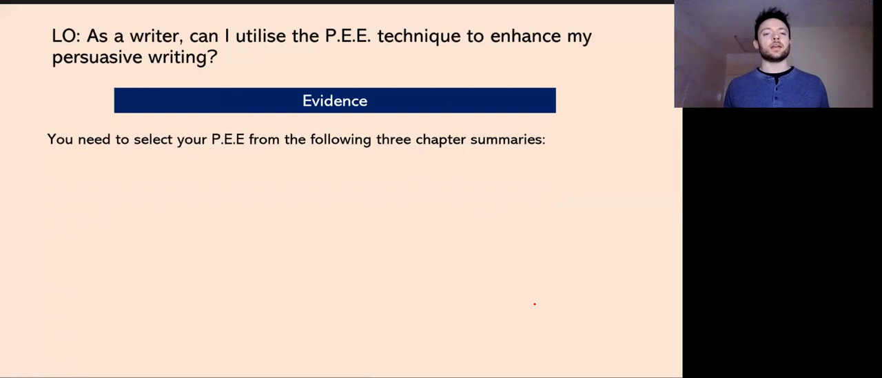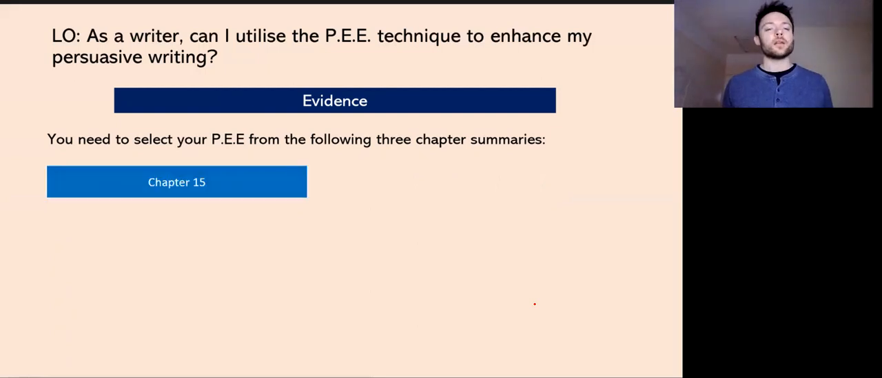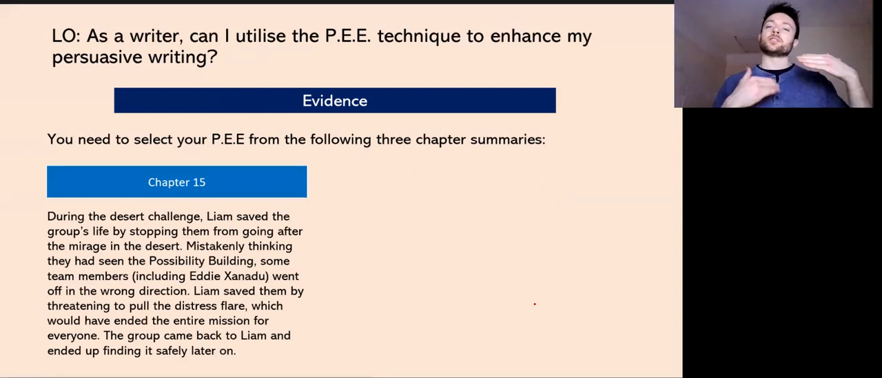So here is, you need to select your PEE from the following 3 chapter summaries. Now remember, you need to do 2, so you need 2 paragraphs, paragraph 2 and 3. Now, for example, chapter 15, I'm going to read this one. I won't read the other ones for the sake of time, but I'm going to read this one just to get you in the mindset, okay? So I've taken this piece of evidence from chapter 15. This is a period of the book where I think Liam shows some attributes and skills that will be beneficial in space, okay? So during the desert challenge, Liam saved the group's life by stopping them from going after the mirage in the desert.